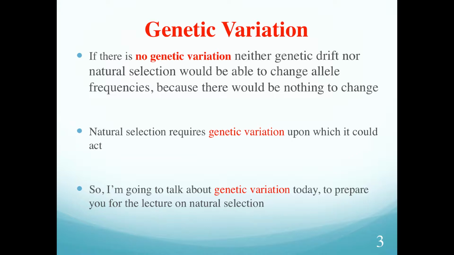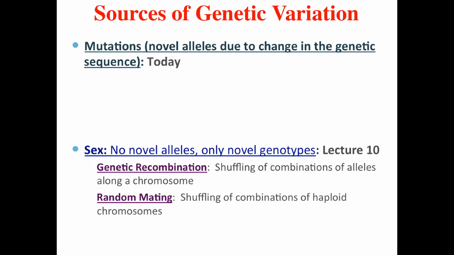If you don't have variation, then you can't have natural selection or genetic drift or gene flow. You first need to have something that is creating genetic variation, and that is typically mutation. There really are two major sources of genetic variation and novelty in evolution. The first is mutations. Mutations are really the only true source of novelty and variation in evolution.